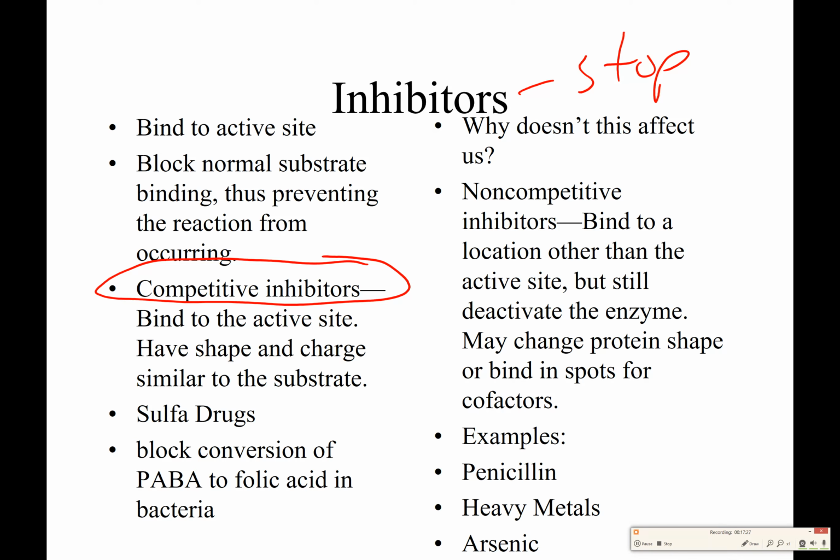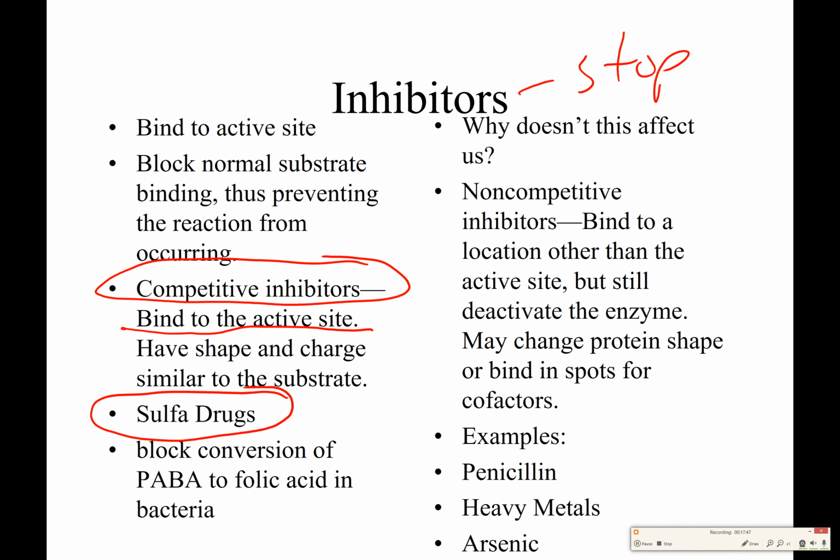So these are substances that are shaped like the substrate. They bind to the active site and they block it so the substrate can't get there. And therefore they prevent or at least slow down the rate of the reaction. An example is a type of medication called a sulfa drug. It's used to treat bacterial infections.